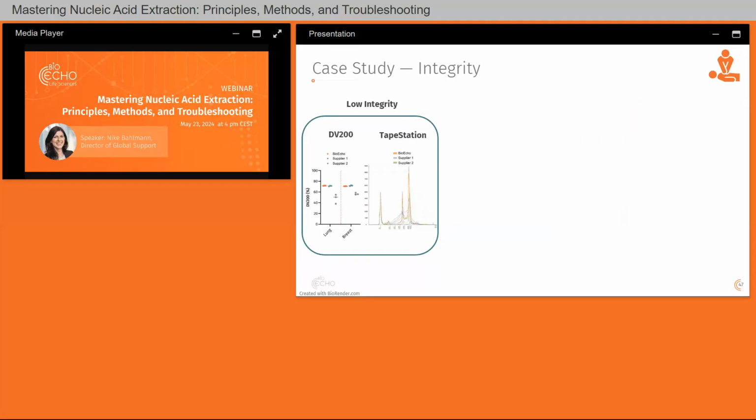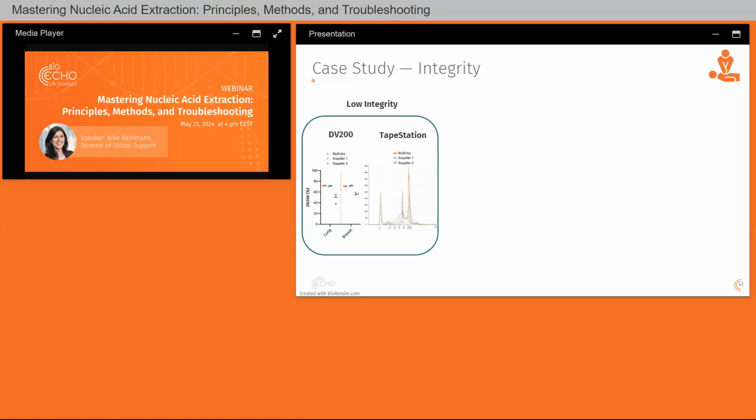Last but not least, integrity. Dealing with sequencing downstream, probably you were all faced with integrity questions. People are saying, yeah, but what's your DIN? What's your RIN number? And so on. Usually we investigate integrity via Bioanalyzer or via TapeStation.